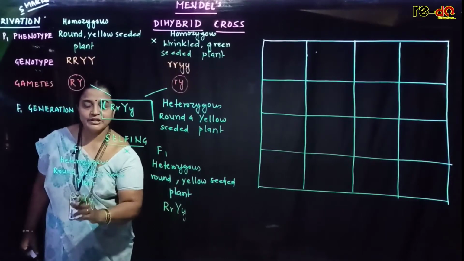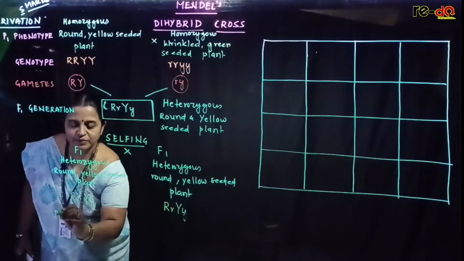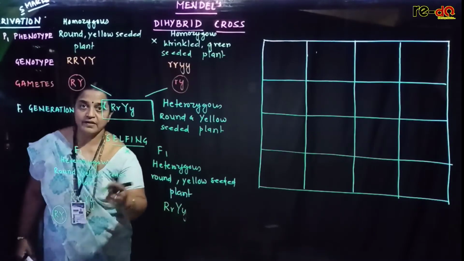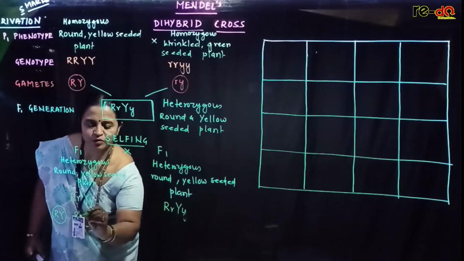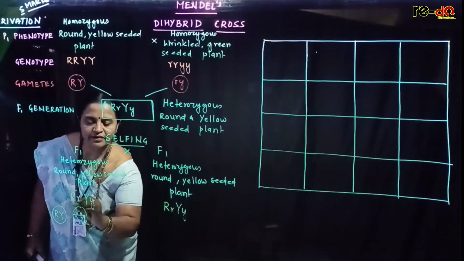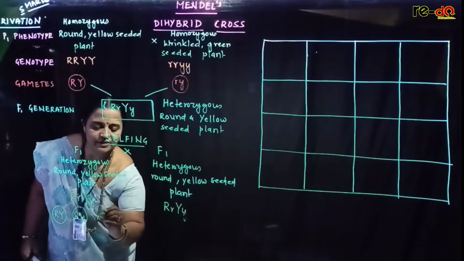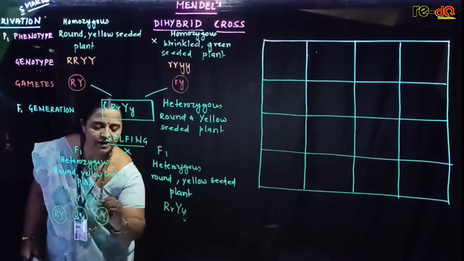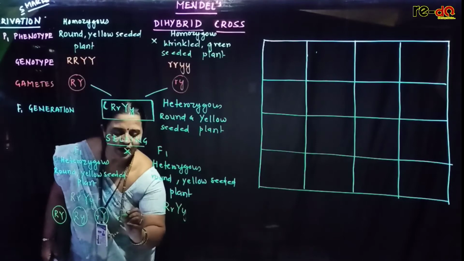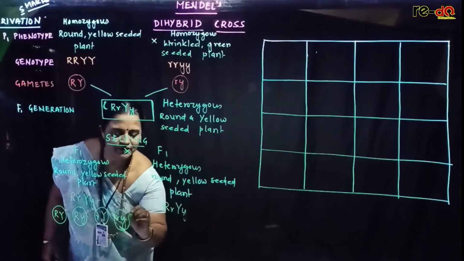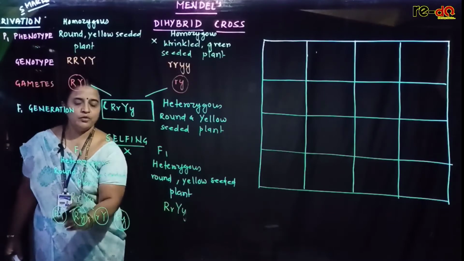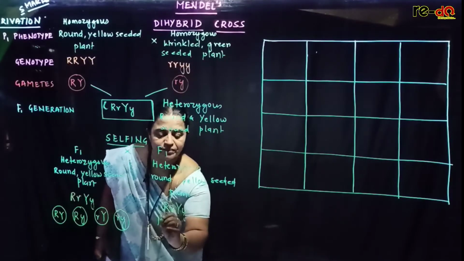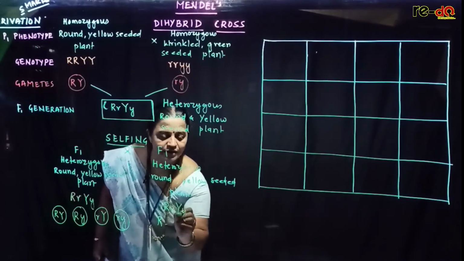So we have to take combinations. The gamete may receive capital R for round shape and capital Y for yellow color. Second possibility, capital R for round shape and small y for green color. Third possibility, the gamete receives small r for wrinkled shape and capital Y for yellow color. Fourth, small r for wrinkled shape and small y for green color. So this plant will produce these possible gametes. Here also the same: from this pair R, from this pair Y.